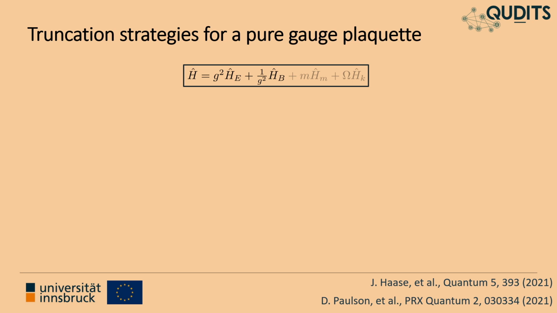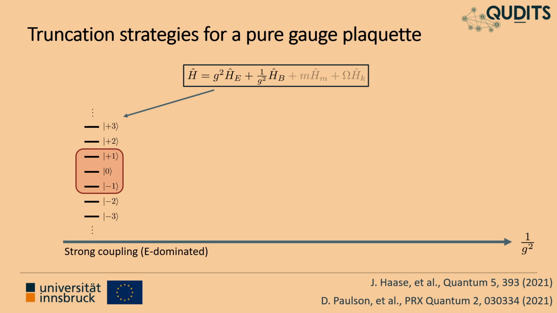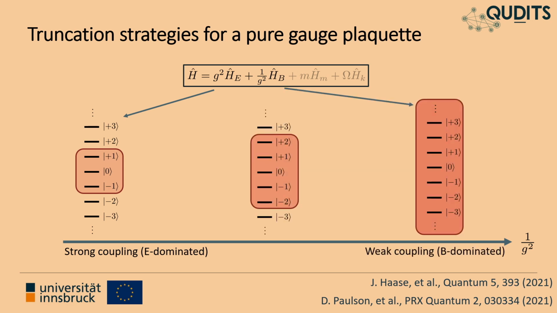So you only have these first 2 terms of the Hamiltonian now. And here you see when you are again in the strong coupling regime, you're electric field dominated, so you can truncate very hard and you don't have to worry about anything. But the further you go to the weak coupling regime, the more of these electric field states are getting populated and your truncation essentially explodes.